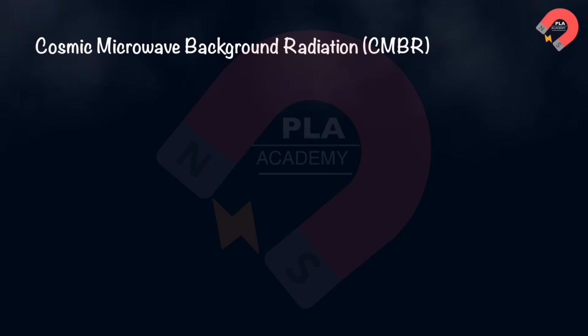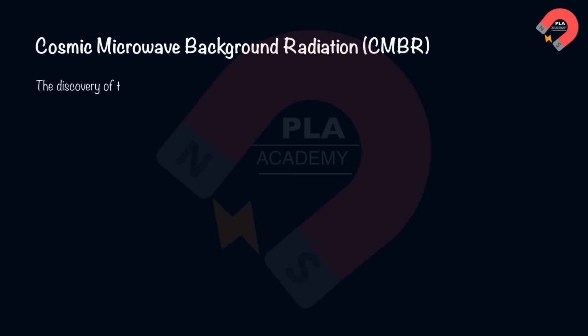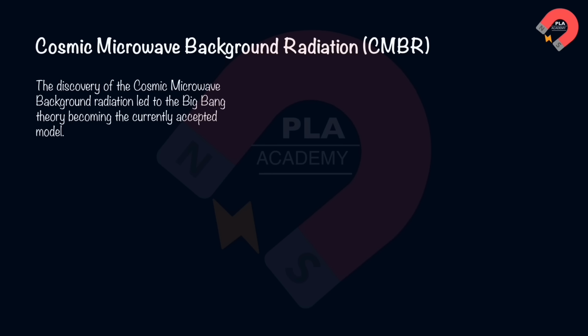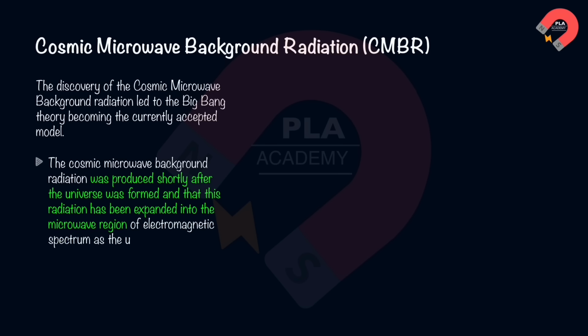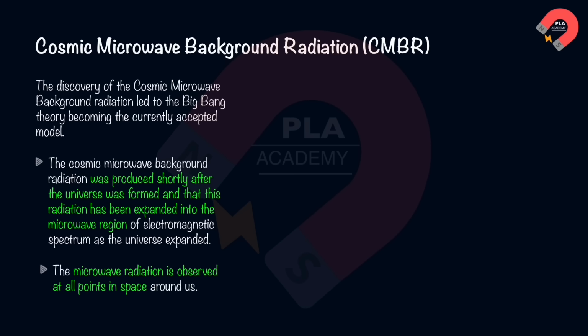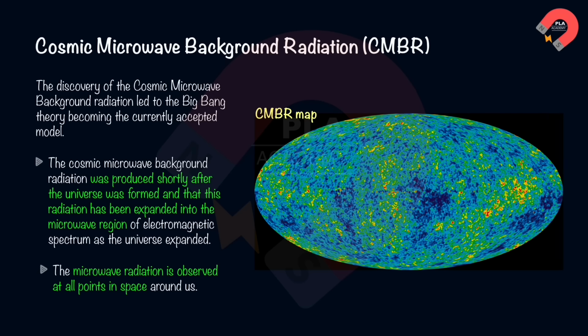Cosmic microwave background. The discovery of the cosmic microwave background radiation led to the Big Bang theory becoming the currently accepted model. The cosmic microwave background radiation was produced shortly after the universe was formed, and this radiation has been expanded into the microwave region of the electromagnetic spectrum as the universe expanded. The microwave radiation is observed at all points in space around us. The cosmic microwave background radiation is represented by the following map.